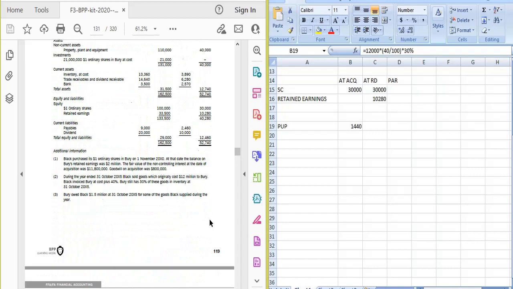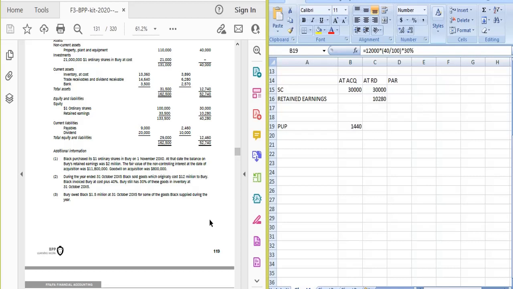In the additional information, it has been written that Black purchased its $1 ordinary shares in Bury on 1st November 2020, and at that date the balance on Bury's retained earnings was $2 million, and the fair value of the non-controlling interest at that date of acquisition was $11,800,000, and goodwill on acquisition was $800,000.